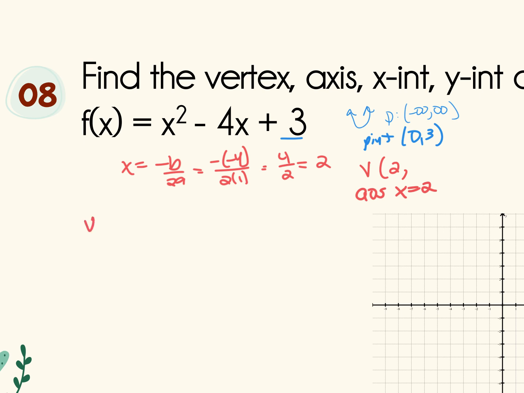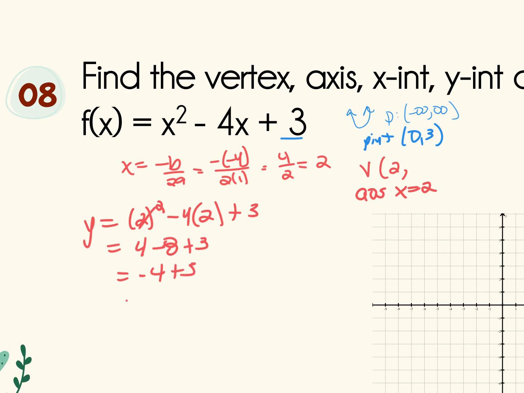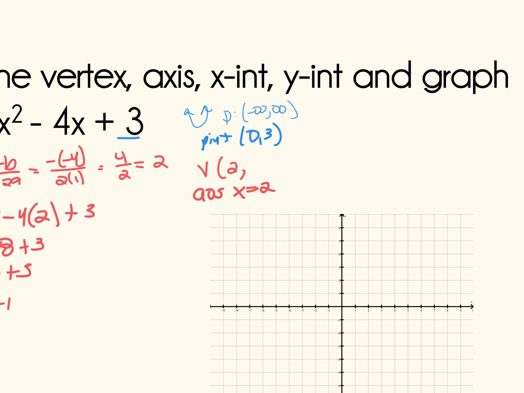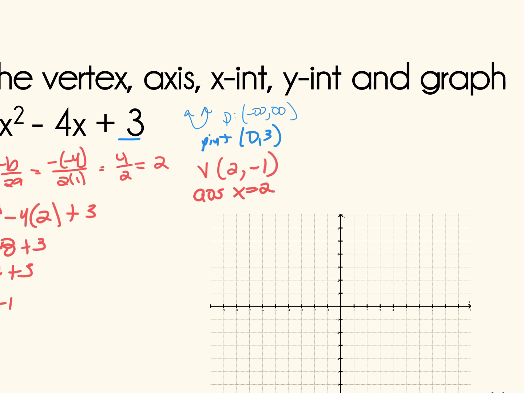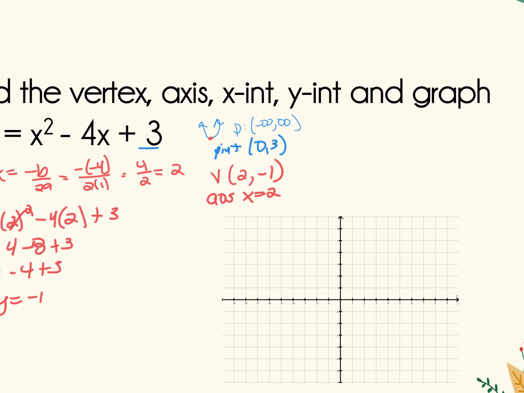So now I'm going to find out what y equals. I have y equals 2 squared minus 4 times 2 plus 3. So 2 squared is 4, minus 8, plus 3. 4 minus 8 is -4, plus 3. y equals -1. So my vertex is going to be at (2, -1). So is that going to be a minimum or a maximum? Well, since this is a positive parabola, that's going to be my minimum point. That's the lowest that this parabola goes.